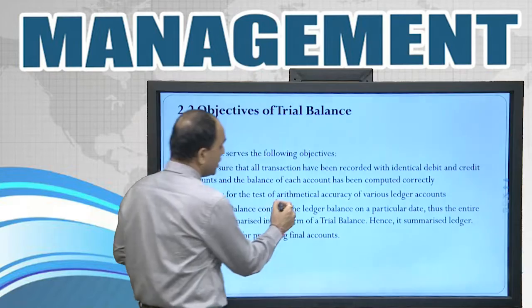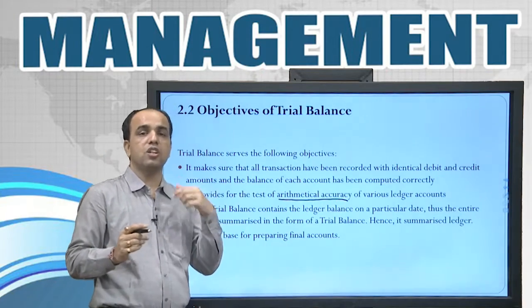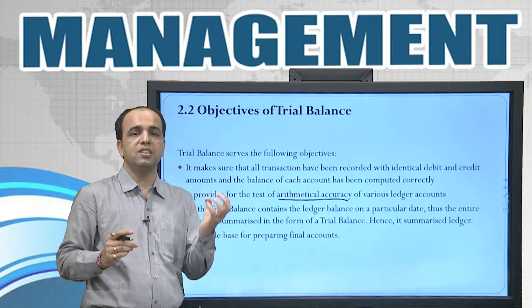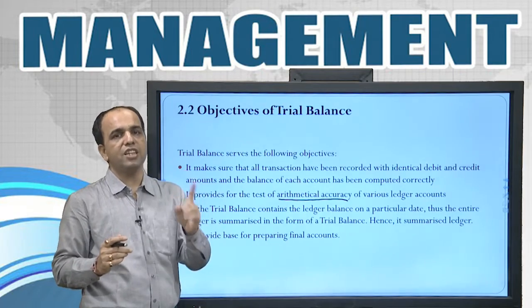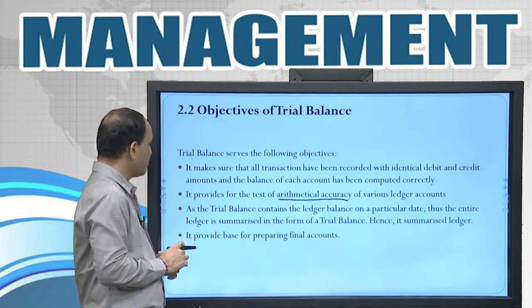So, if it is wrongly posted as far as the amount is concerned, we can make it out. So, it is an arithmetical accuracy, friends. This does not mean the accounting entries are 100% correct, but we can find out whether it is arithmetically written properly or not.